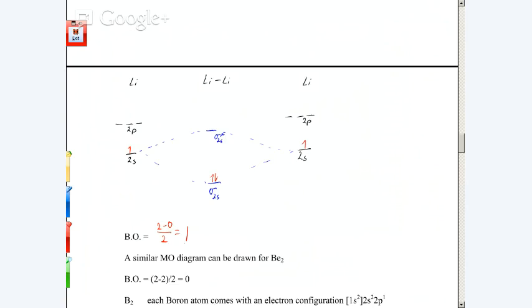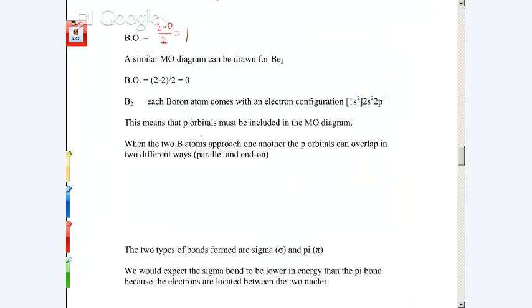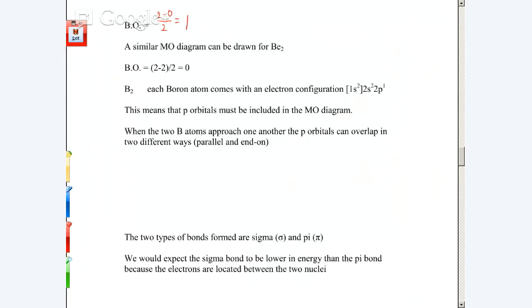And we can do the same thing for beryllium right next door. Nothing changes except the number of electrons, just like the difference between hydrogen and helium. So for a Be2 molecule, you just expect that you'll get a bond order of zero because you have two more electrons that you have to put up here. Now let's get a little fancy. What happens when we jump over to boron? Well, we need to start incorporating the p orbitals into these molecular orbitals.